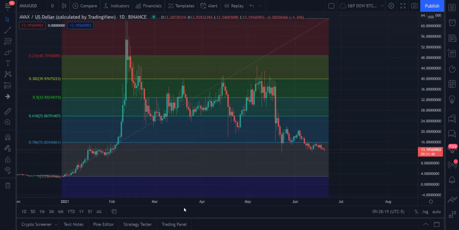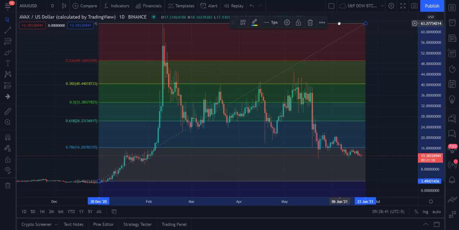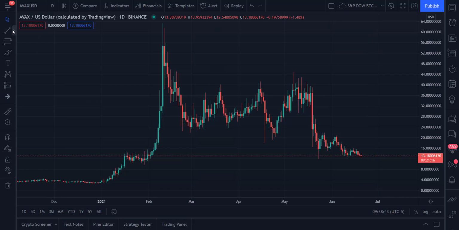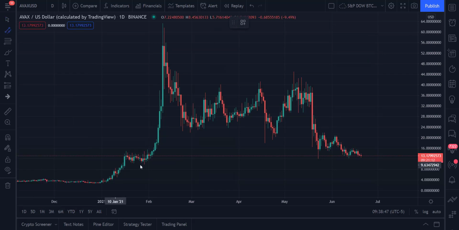You can see that even in this scenario, we've already surpassed the 78.6% retracement. So normally you would expect it to head back to a full 100%. I don't see that happening. Let's take a look at a few other things. I do think some of these channels and some of this previous support and resistance could end up holding.